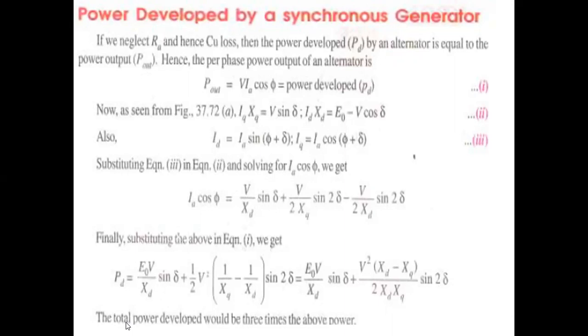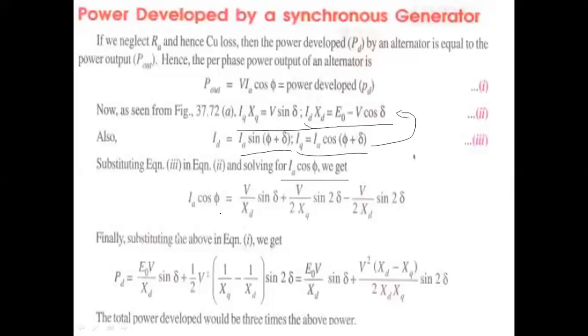As seen from figure 37.72, I can write Iq Xq is equal to V sin gamma, and Id Xd is equal to E0 minus V cos gamma. So from this I can write Id is equal to Ia sin of phi plus gamma, and Iq is equal to Ia cos of phi plus gamma. Remembering all this and substituting equation 3 in equation 2, in place of Iq and Id, I am substituting here in equation 2 and solving for Ia cos phi.